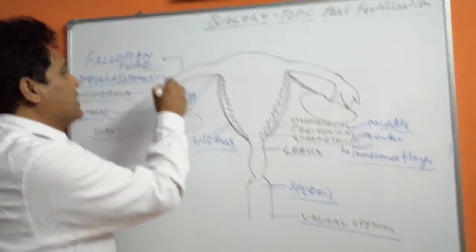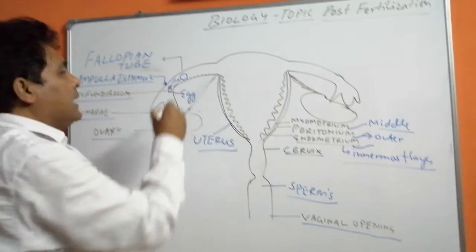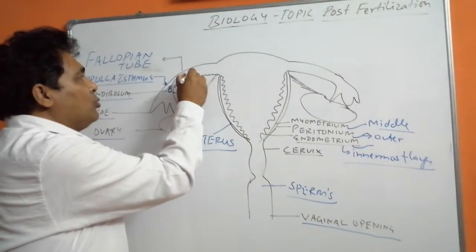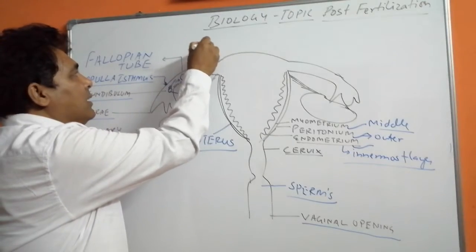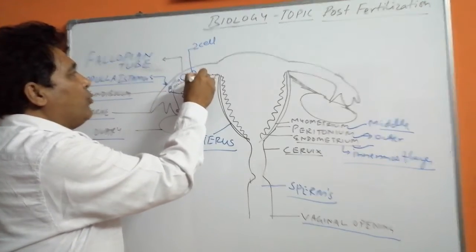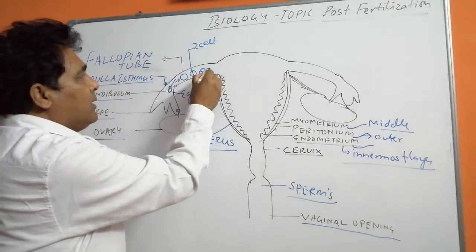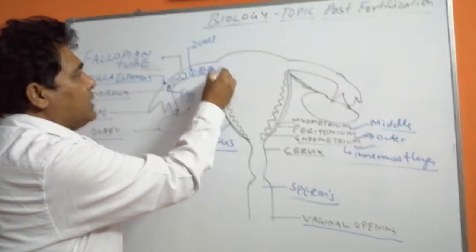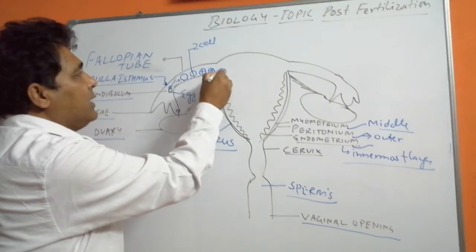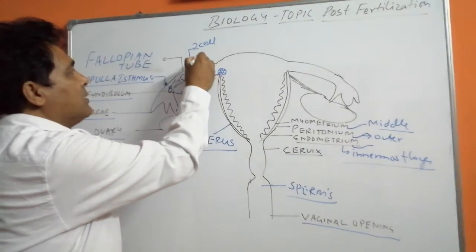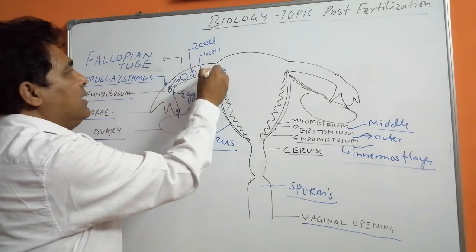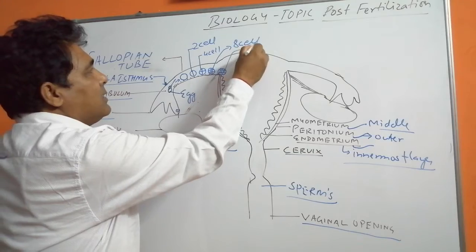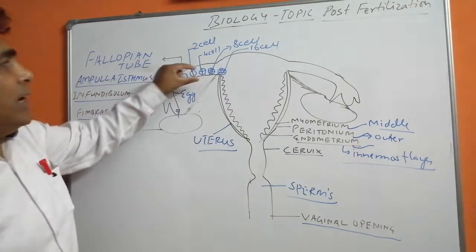When the fertilization has taken place, the zygote is formed, and this zygote then divides into a two cell stage. Then it will divide into a 4 cell stage. Then it will divide into an 8 cell stage. And after that, gradually it will be dividing and forming a 16 cell stage. This is the 4 cell stage. This is your 8 cell stage. This is the 16 cell stage. And it is gradually moving.